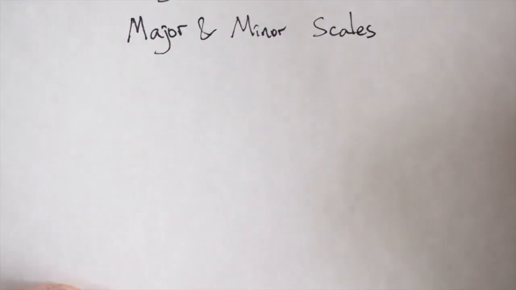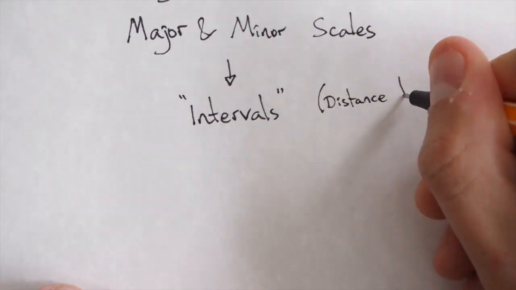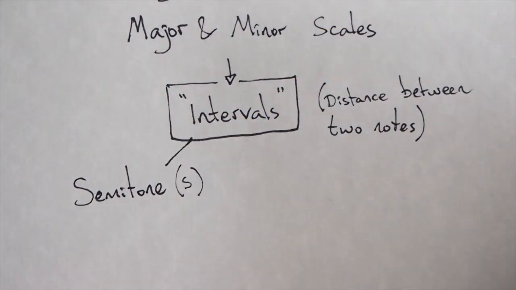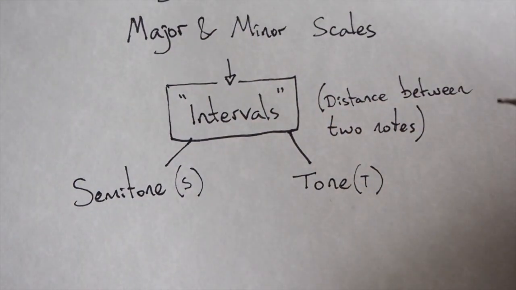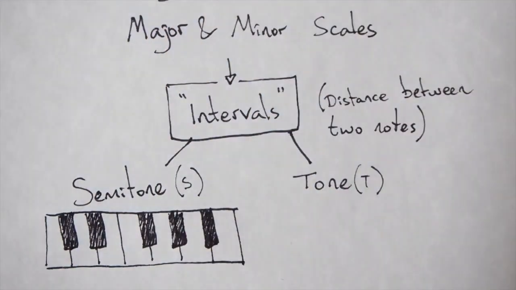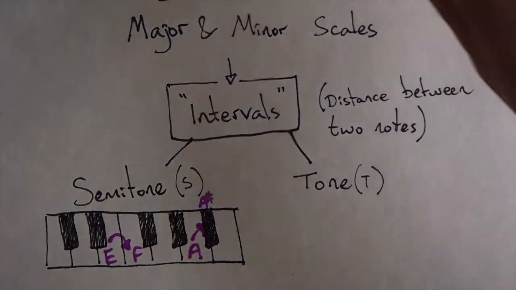To understand the principles behind major and minor scales, you need to understand two basic intervals, the semitone and the tone. So, a quick recap. In equal temperament, a semitone is the smallest interval. We also call it a half step, as it's the smallest movement between notes that you can make.